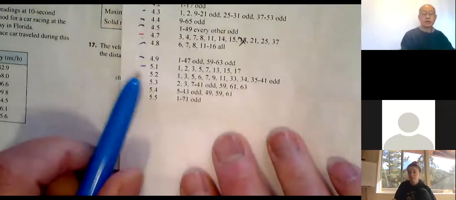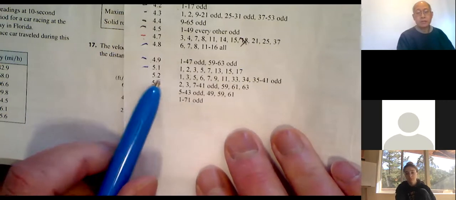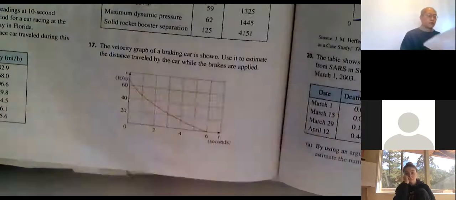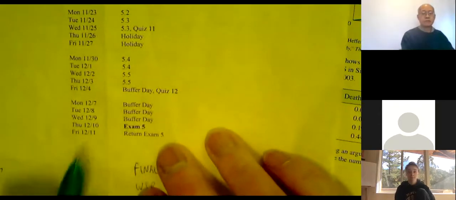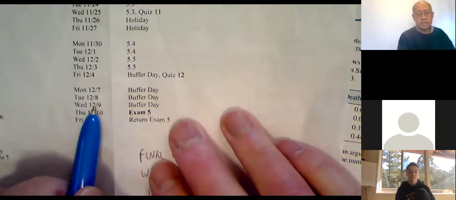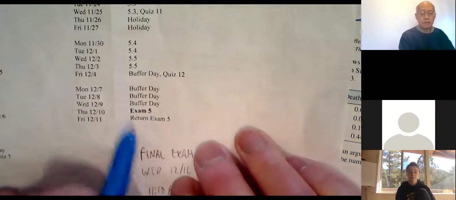section 5.1. So tomorrow I'll start 5.2, but you know, I need to give you time to do the quiz also. Again, if we follow the schedule of 2 days per section, we'll be in very good shape in terms of finishing. So for now, let's tentatively still aim for Thursday, December the 10th for the last exam. If I move it, I'll let you know.